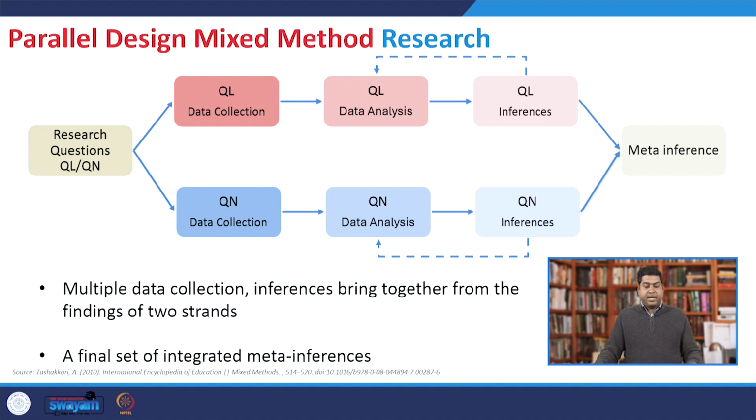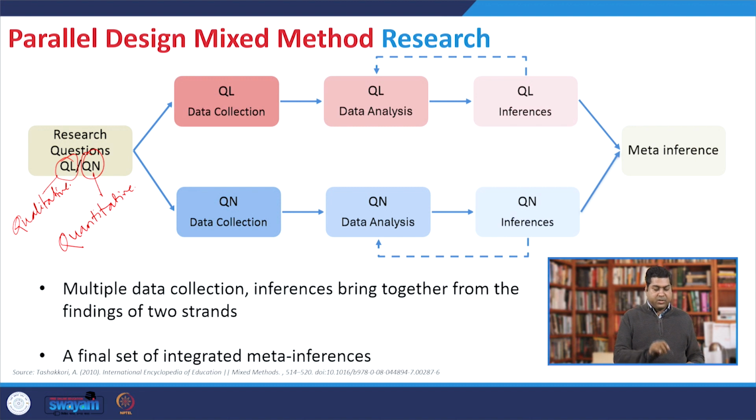Coming to the parallel design method. First, what you require is the research questions, and the research question itself should have clarity on whether you require both quantitative and qualitative methods or not. In this case, QL is basically for qualitative and QN is for quantitative, right? We are using this abbreviation now for all this kind of discussion.